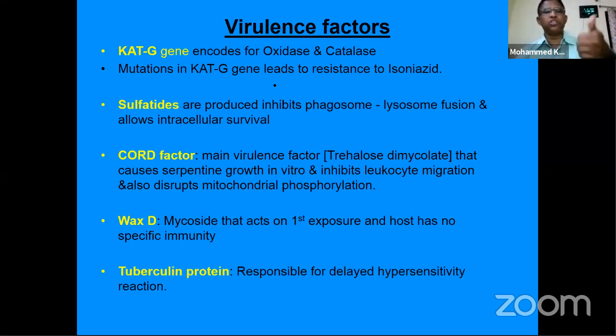Might be a UG, PG, or All India, USMLE question. KatG gene. And this is the reason why any mutations in the KatG gene lead to resistance to isoniazid. Fine. Then you have the sulfatides. Then you have the cord factor, which is the main virulence factor, whose chemical composition is called trehalose dimycolate.